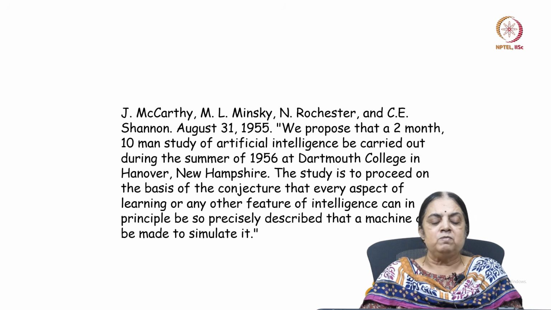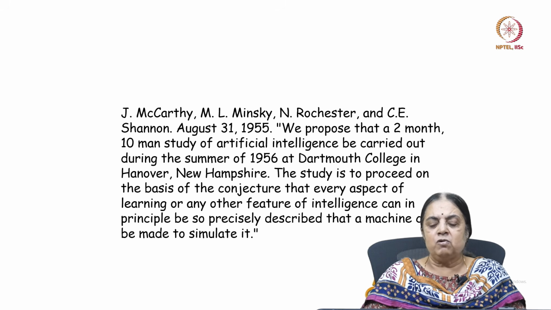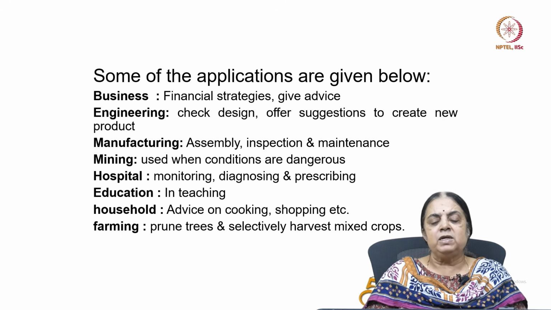We propose that a 2-month, 10-man study of artificial intelligence be carried out during the summer of 1956 at Dartmouth College in Hanover, New Hampshire. The study is to proceed on the basis of the conjecture that every aspect of learning or any other feature of intelligence can in principle be so precisely described that a machine can be made to simulate it. So that was the beginning of AI basically, and the term artificial intelligence was actually coined at that point in time. So let us look at some application areas.